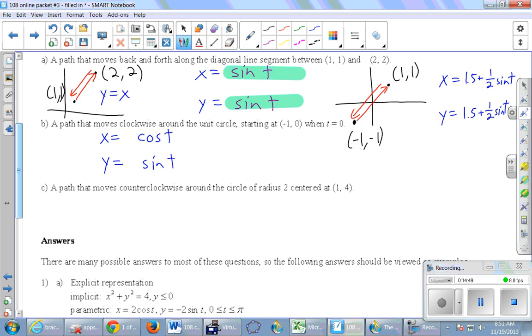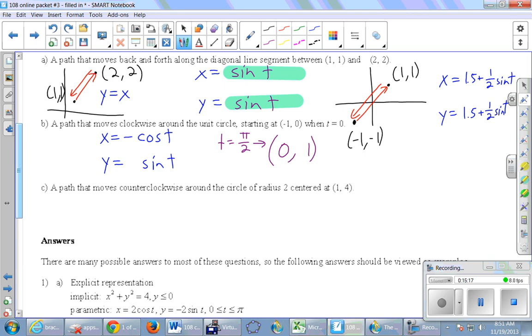If t is equal to 0, and you plug 0 in for the t's in these two equations, cosine of 0 is 1, but I need it to be -1. And then the only other thing we need to do is make sure that we go clockwise. So for example, if you plug in pi over 2 into the first thing, cosine of pi over 2 is 0, negative 0 is still 0. Sine of pi over 2 is 1, so is this going the correct way?